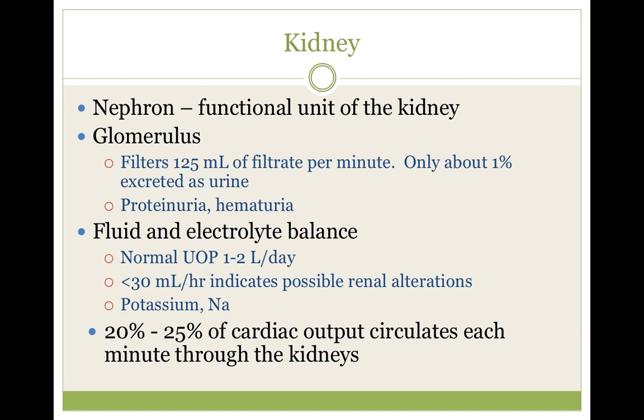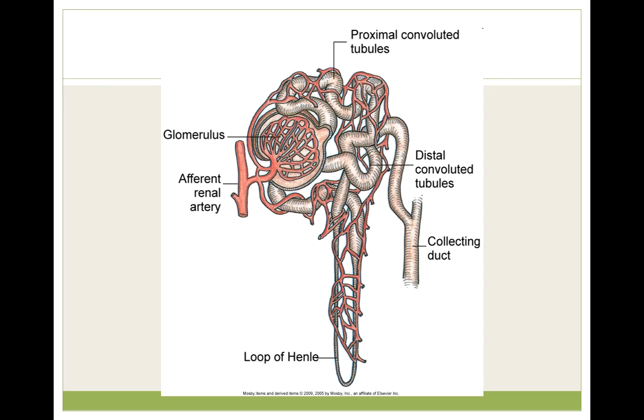Our kidneys are important to maintain fluid and electrolyte balance. Our normal urine output is 1 to 2 liters per day. If our patient is experiencing less than 30 milliliters an hour, then we need to be calling our healthcare provider. There's something going on, and the kidneys are important to help regulate potassium and sodium levels. So you need to know the normal levels of potassium and sodium. 20 to 25% of cardiac output circulates each minute through the kidneys. Here's a picture of a nephron.